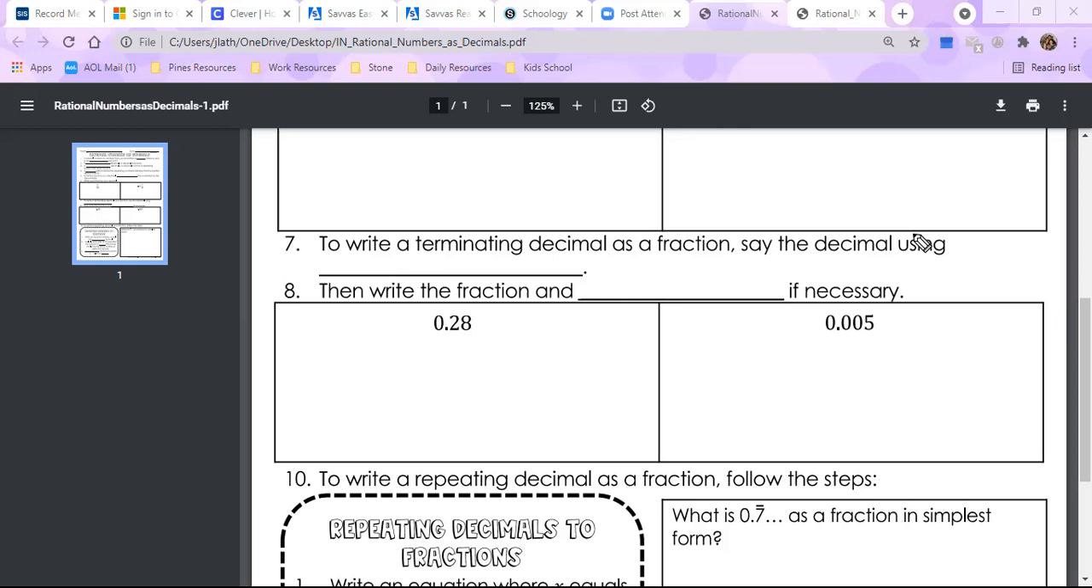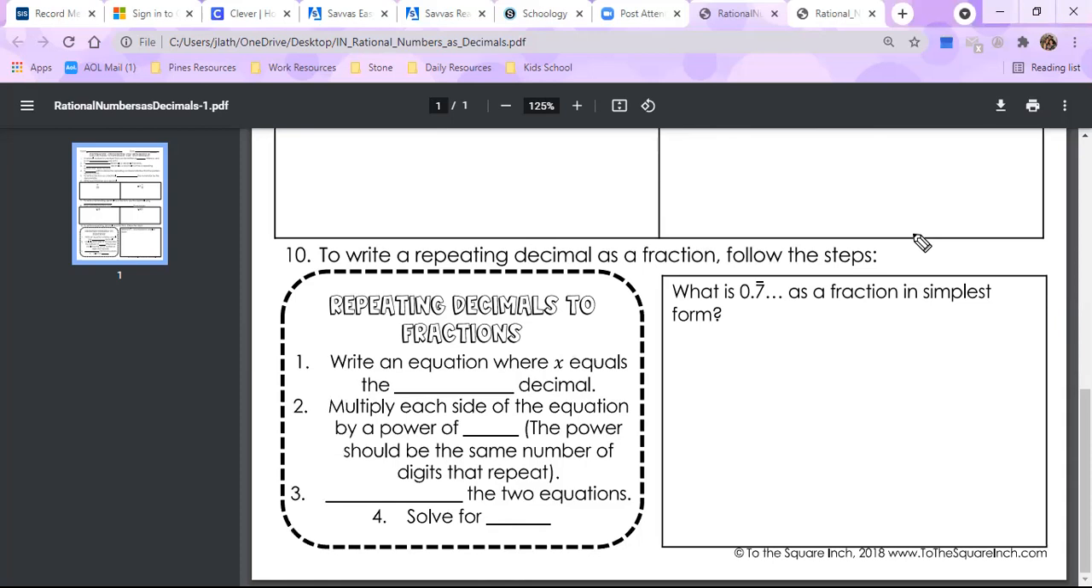And then the last part, to write a repeating decimal as a fraction. Here we go. We have an equation where x equals the repeating decimal. So x equals 0.7 repeating. That was step 1 and step 2. We just did it. Now we're going to multiply by a power of 10. How many repeating digits do we have here? Only 1. So it's going to be 10 to the first power, which is 10.